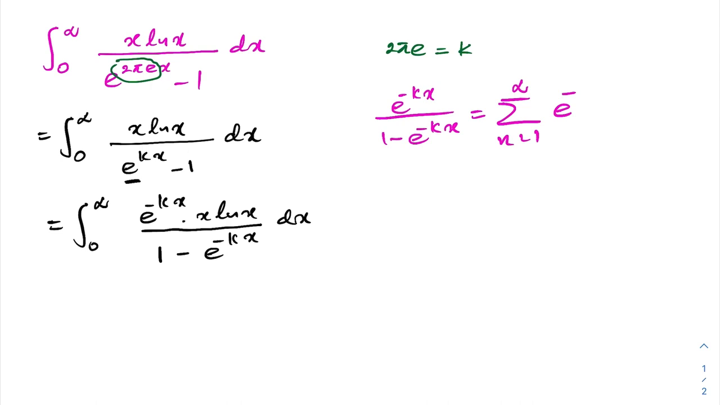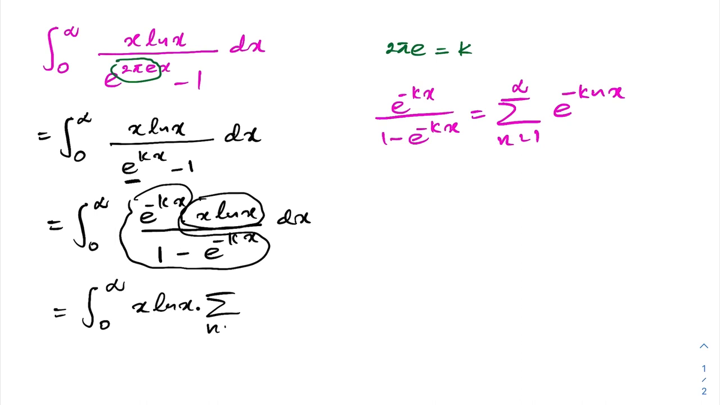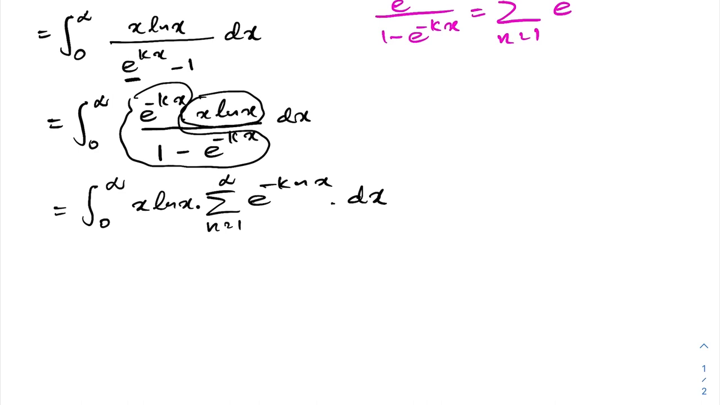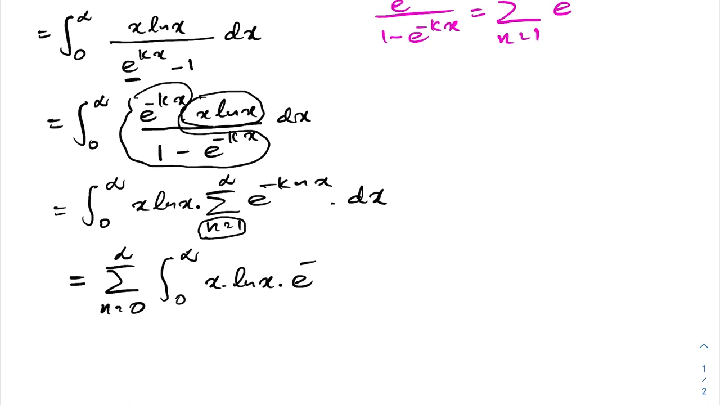So we can write our integral is equal to the integral from 0 to infinity of x times natural log of x, and instead of this part we have the sum of n equals 1 to infinity of e to the minus knx dx. Well, then we can switch the integral sign and sigma notation. So we have the sum, but I'm going to shift the index, n equals 0 to infinity, of the integral from 0 to infinity of x times natural log of x times e to the minus k, now instead of n, n plus 1 times x dx.